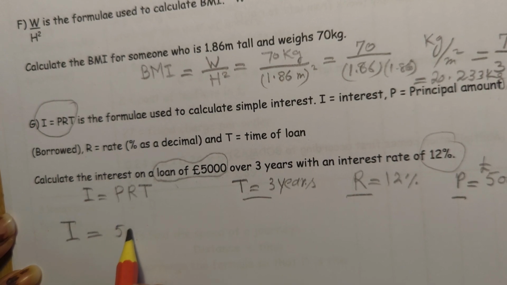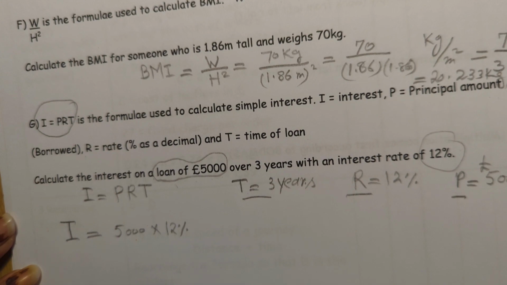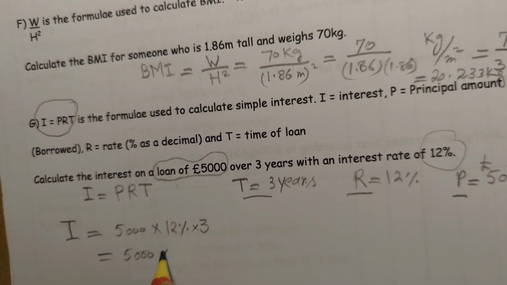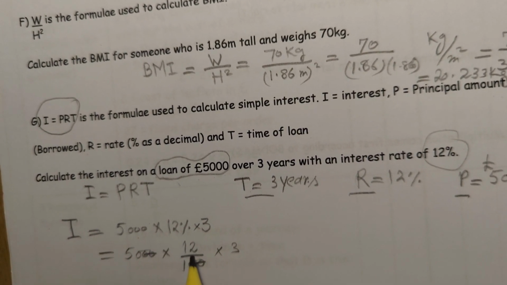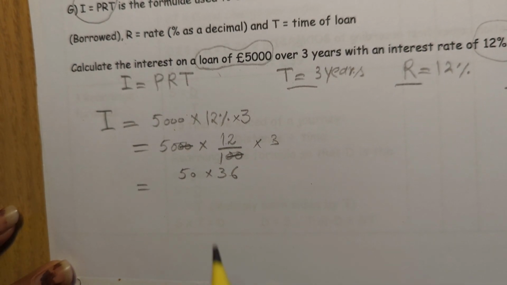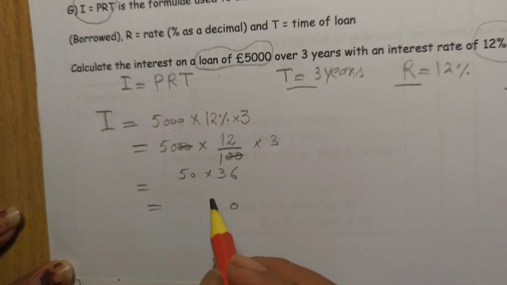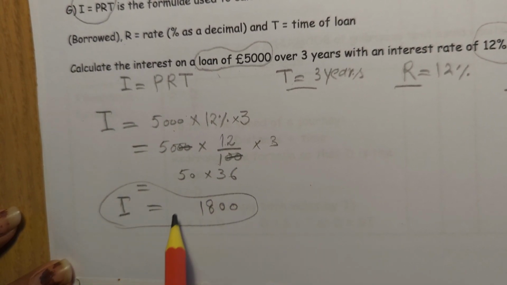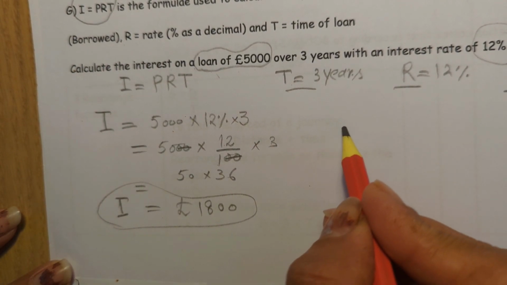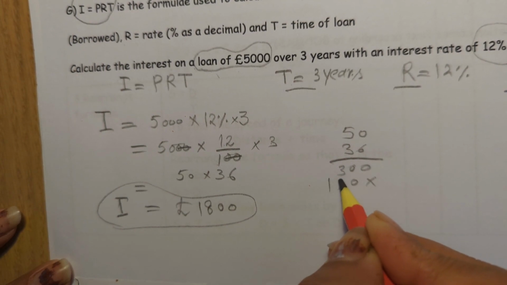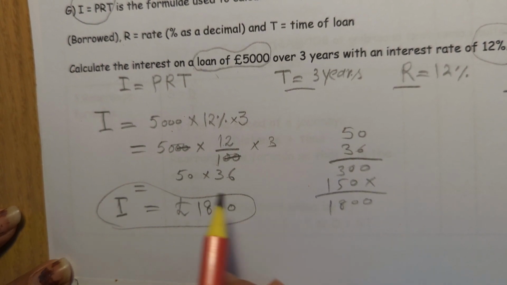So P here is 5,000, R here is 12%, and time is 3 years, right? Percentage means out of 100. Double zero will cancel double zero. 12 multiplied by 3 will give you 36, right? £1,800. So interest for a 3-year period of time will be £1,800, right? 50 multiplied by 36. This is the calculation, 50 multiplied by 36.